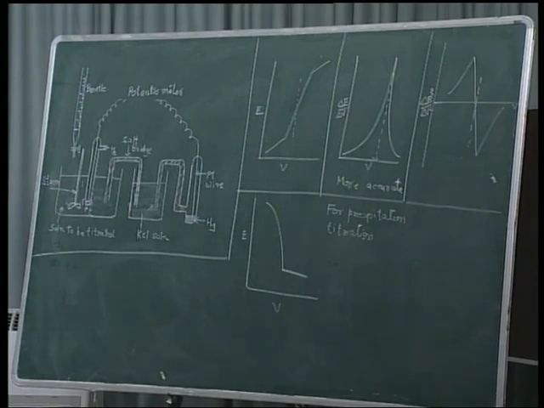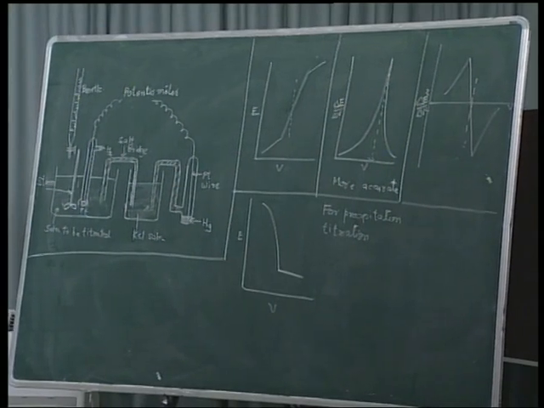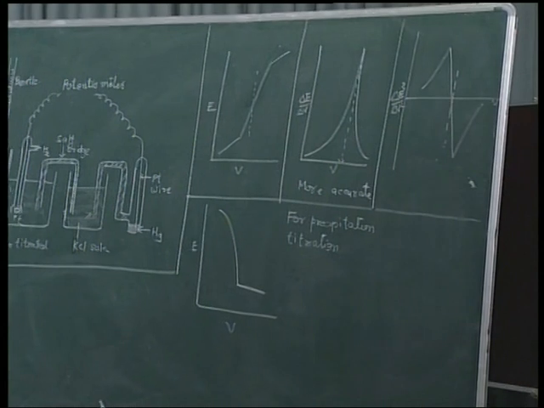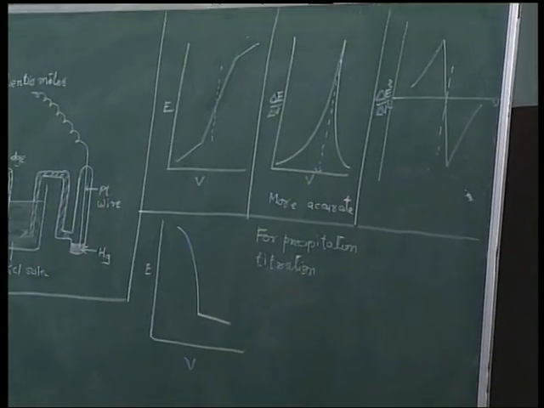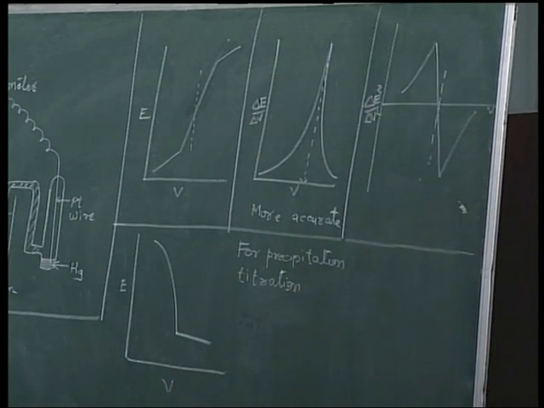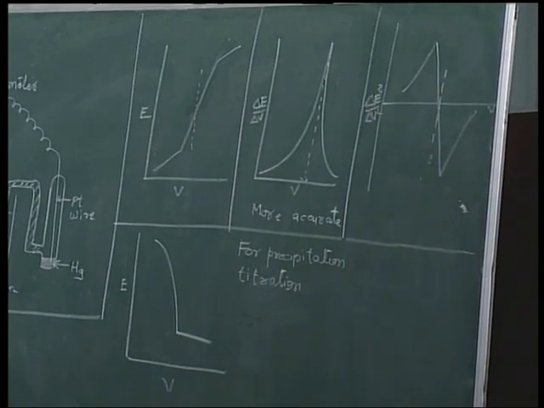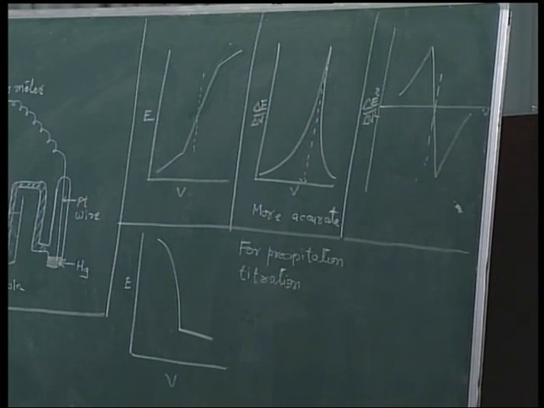Now in the first graph, one can easily see that initially when we add a titrant from the burette, the graph slowly increases. Near the end point, we observe a sharp rise in the graph, and after the end point, the graph slowly increases again. So in the first graph, E versus V, that is EMF of the indicator electrode versus volume of titrant added, we cannot easily judge the endpoint.